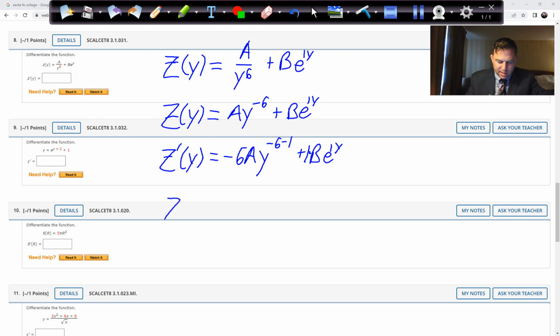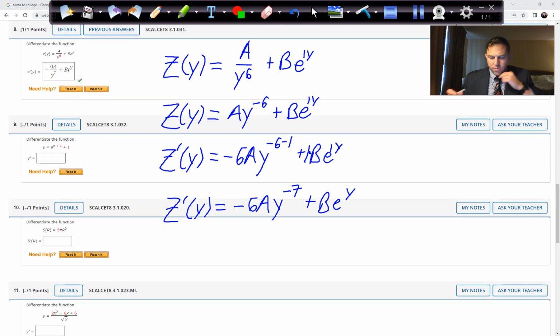Okay, so then the last step is to say z prime of y is minus 6a y to the minus 7 plus b e to the y. And that should be the answer for that one.